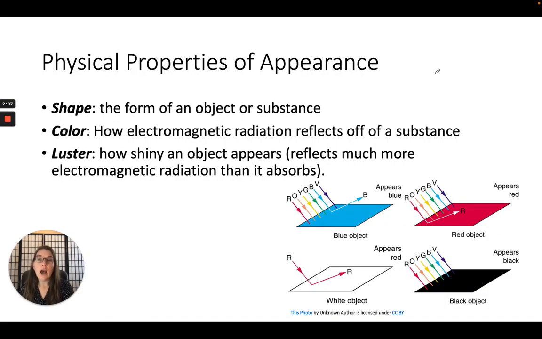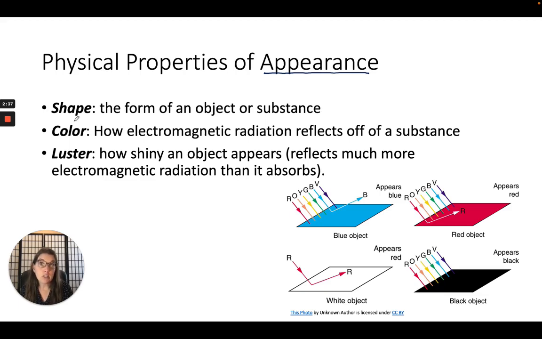Okay, so I've divided these 16 different physical properties into groups, and hopefully that will make it a little bit easier to remember. So the first group that I made up for you guys is appearance, because these are properties that relate to how something looks. So the first one is pretty straightforward. Shape, the form of an object or substance, and this can be the shape of the object on a big scale, or it could also be the shape of the object on a smaller scale.